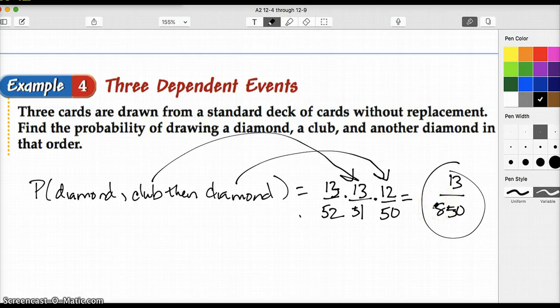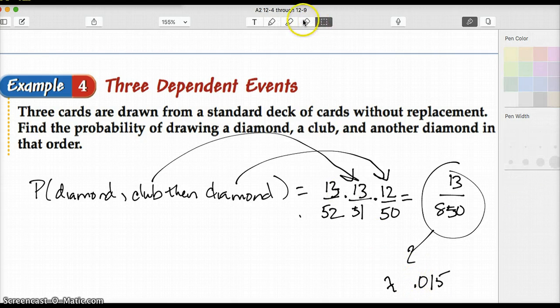Of course, in all of our examples, we can use probability in terms of the decimal form. So we could write the decimal form of this answer, which is about 0.015. And we could have done that for some of the other ones as well.